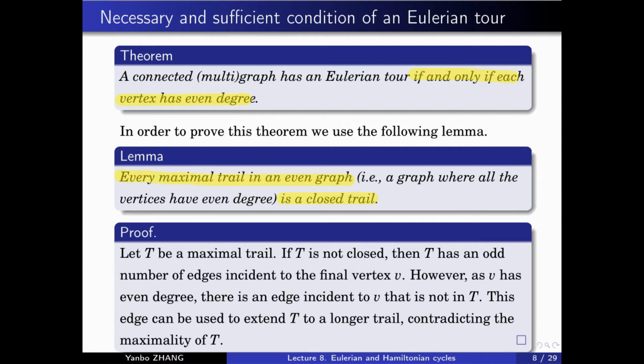However, as V has even degree, there is an edge incident to V that is not in the trio T. This edge can be used to extend T to a longer trio, contradicting the maximality of T. Because T is a maximal trio, but now we have extended a longer trio. This shows that our assumption is false. A maximal trio in an even graph must be a closed trio. We use this lemma to prove the theorem.